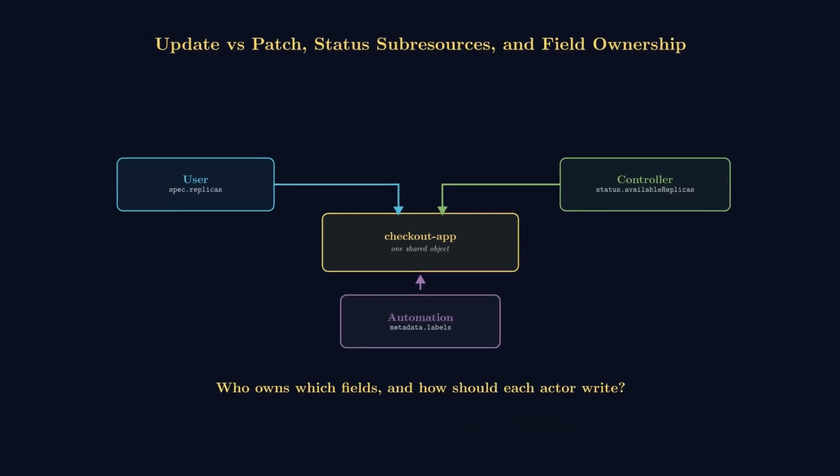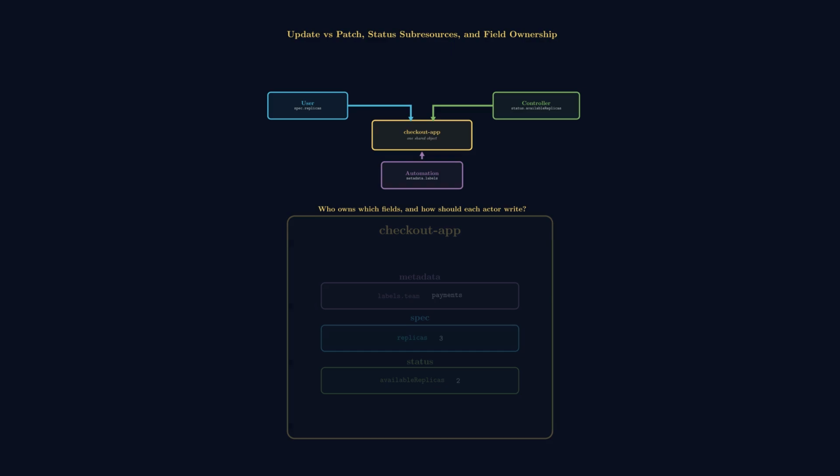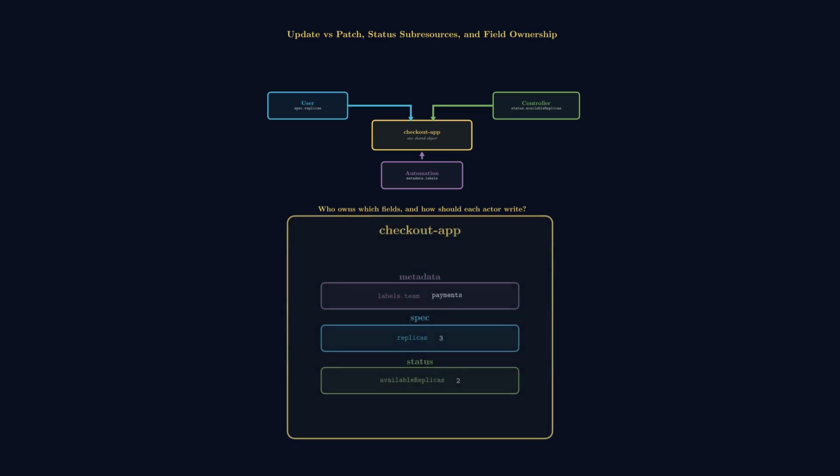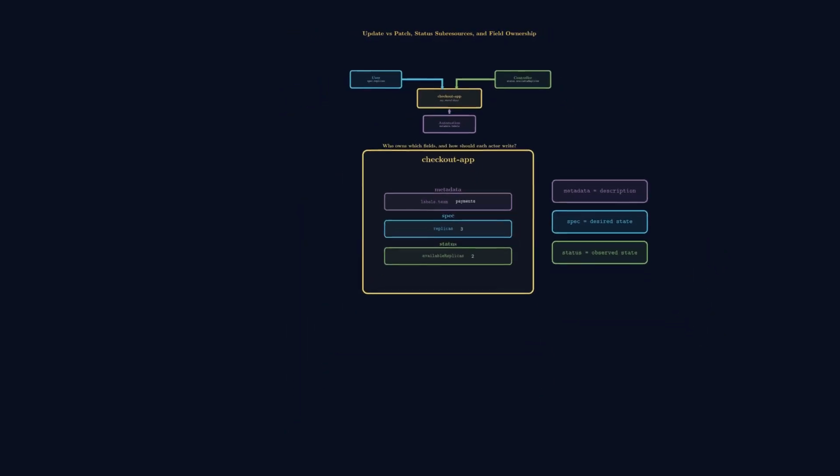Before we go further, let us make Checkout App more concrete. In our example, Checkout App is a custom Kubernetes resource that represents the application we want our controller to manage. Just like other Kubernetes objects, it has metadata, spec, and status. Its spec describes what we want, such as how many replicas should run, while its status tells us what the controller currently observes.